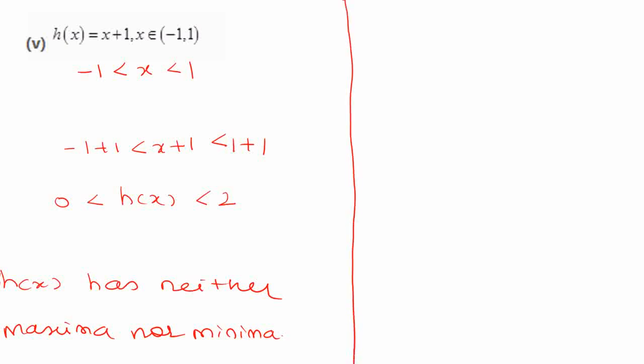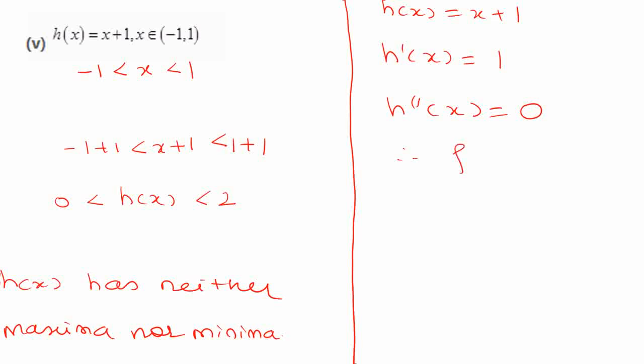If you want to check by second order derivative test, that also will be possible. Since h of x is x plus 1, so h dash of x will be 1, h double dash of x will be 0. We know whenever we get double order derivative 0, that means therefore function has neither maxima nor minima. So both ways we can write here.